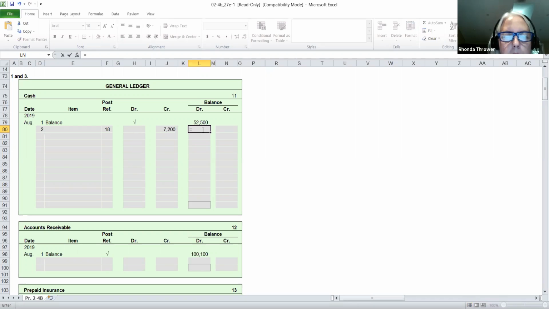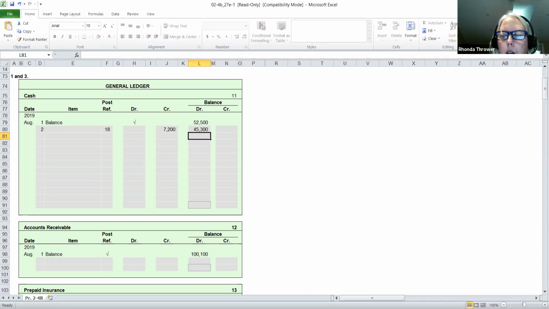I'm going to put an equals mark in because I'm going to do a formula. I'm going to click on the previous balance from the last period. And this time I'm going to subtract because my cash is going down on the credit side. I'm going to click on that credit and press enter. And that's going to do the subtraction for me. So my balance right now in the cash account is $45,300. It went from $52,500 down to $45,300 because we paid out cash for the rent expense. So I'm going to pick up the account number for cash, which is 11.